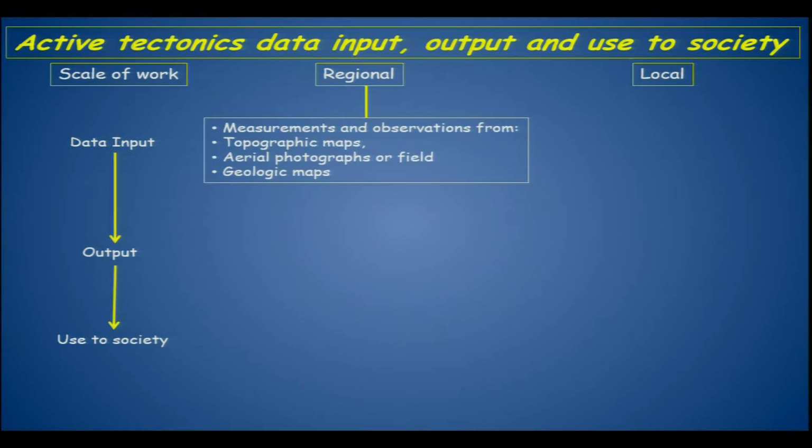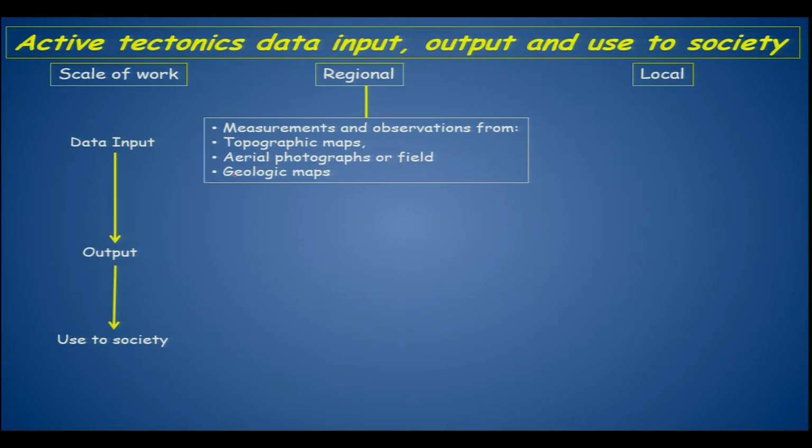So, if you take the regional scale, then what we do is measurements and observations from topographic maps, then aerial photos or field surveys and geological maps. These are the inputs which you can put in terms of active tectonics, and the observations which you can make using topographic maps, aerial photographs or satellite photographs or geological maps. So, basically we are talking here about the field techniques and all that. We will be coming to this part in the coming few lectures.